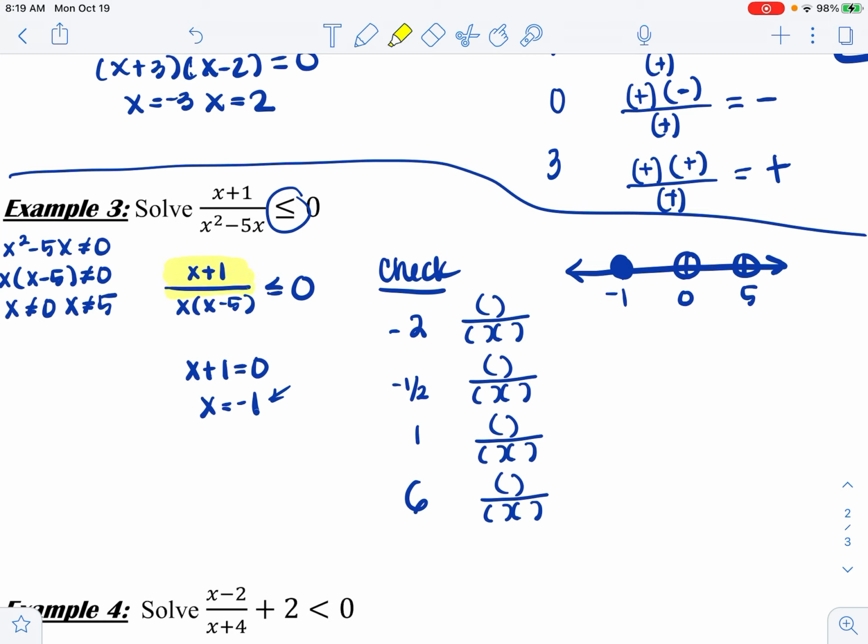Lovely. Okay, so let's start by plugging in -2. Where am I plugging it in? I'm plugging it in right here. Could you plug it in here? Yes, but I feel like it's easier math when it's completely factored. Okay, so plug in -2.